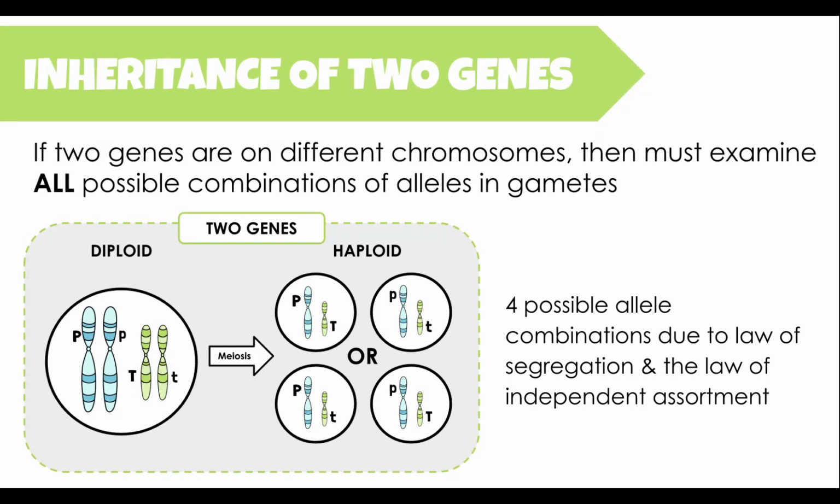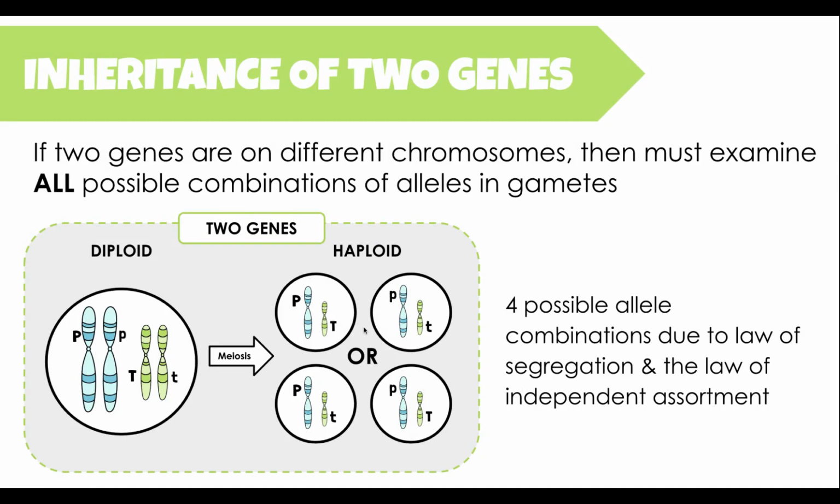Nice and simple. But when we look at two different genes, each on different chromosomes, we need to look at every possible combination of the alleles in the haploid gametes. So if this diploid cell has a chromosome for this P gene, with the genotype big P, little p, it has a second set of chromosomes with this gene that we're representing with the letter T, and this individual has the big T, little t genotype.